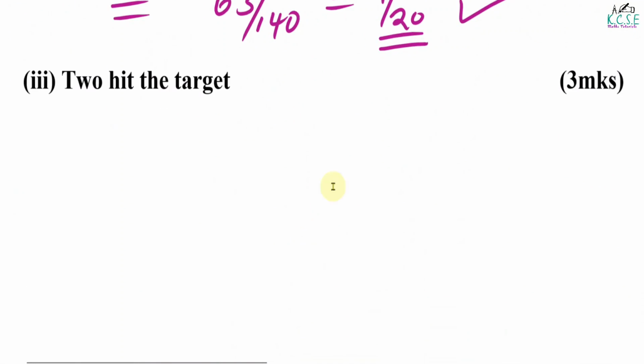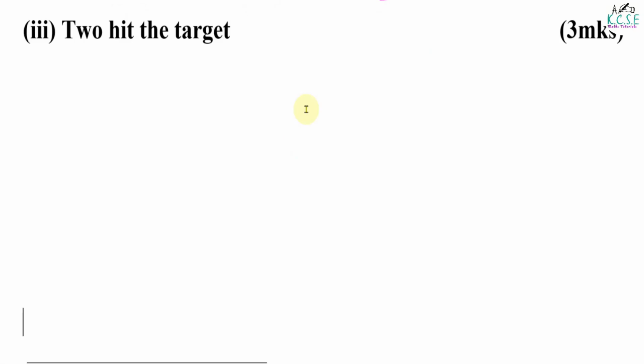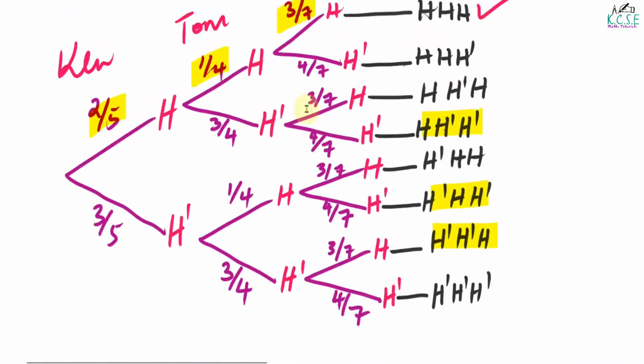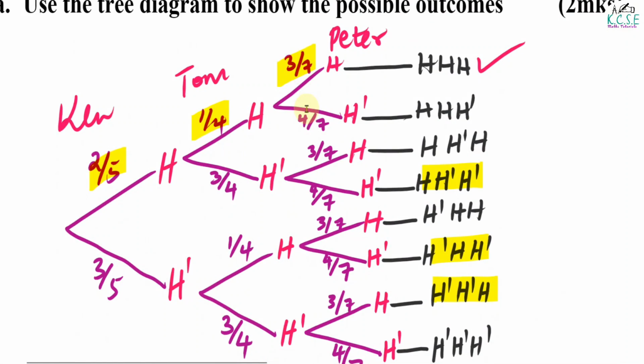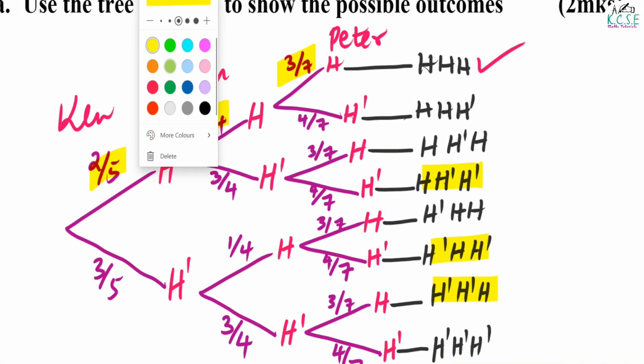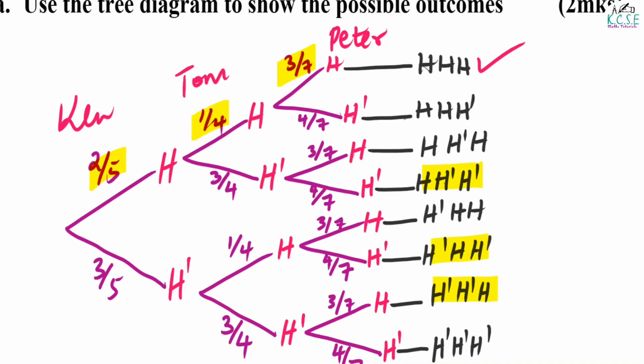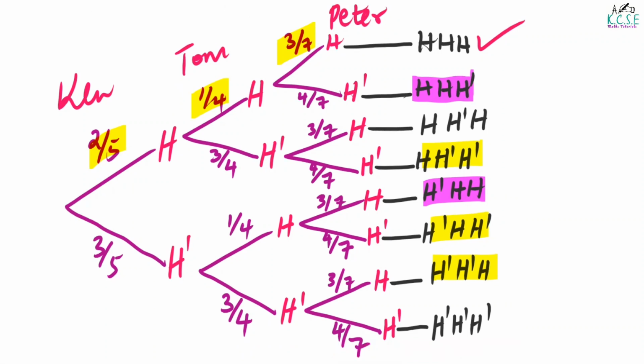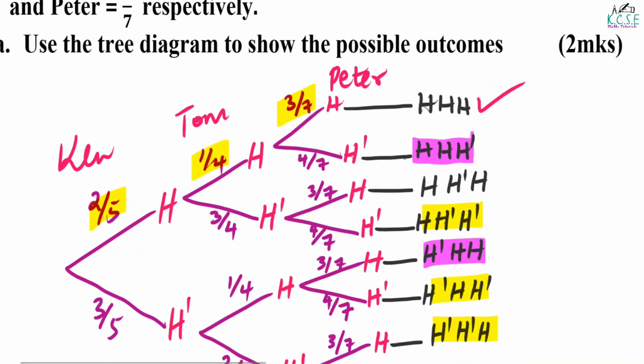Probability that two hit the target. Let's go to the diagram and highlight instances where only two will hit the target. So 2 will hit the target and 1 will miss. So this is one, this is another one, and then the 2 hits the target, and this one is another one. So those are the 3 instances where only 2 hit the target. So let us indicate them here.